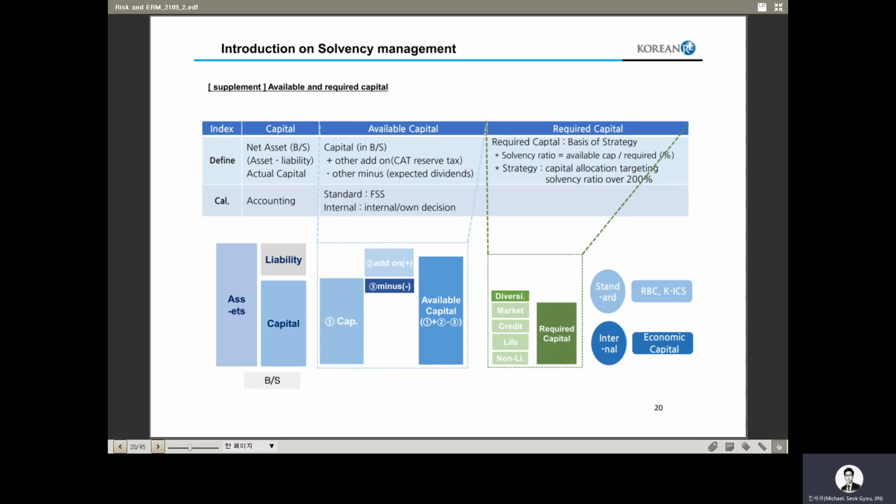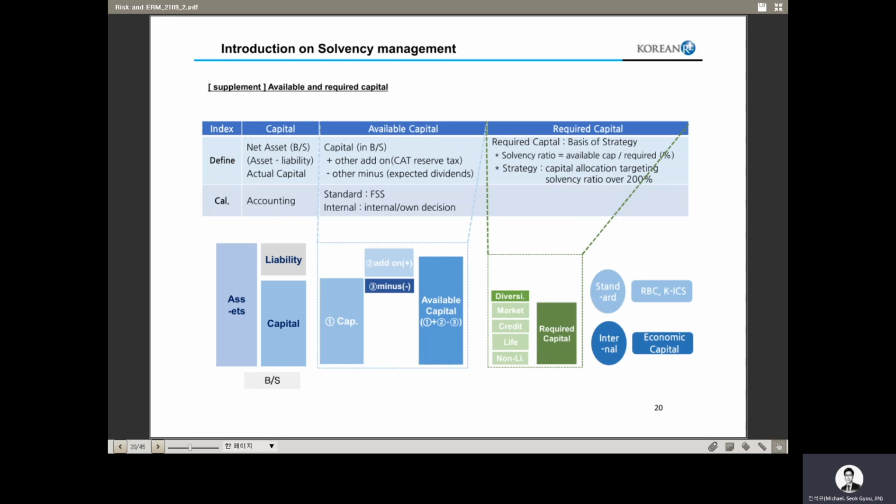insurance, and diversification effects. Required capital is closely related to, and is a basis of, the strategy of a reinsurance company, because most reinsurance companies have a target solvency ratio for their strategy, for example 200%, and manage their capital allocation in due course by the strategies.